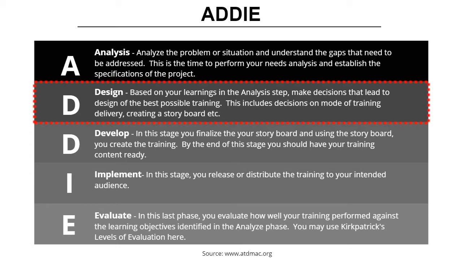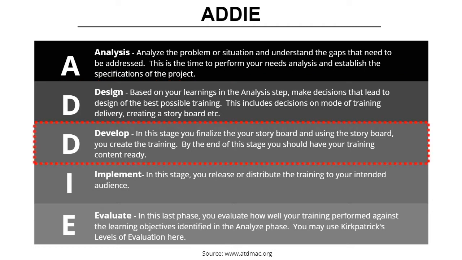The first D in ADDIE stands for design. Based on what you learned in the analysis phase, this is where you make decisions that lead to the best possible learning experience for your identified audience. This includes decisions on the mode of training delivery and a rough storyboard.